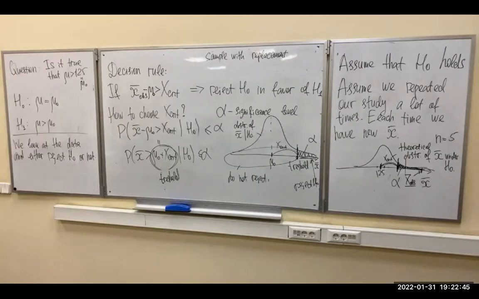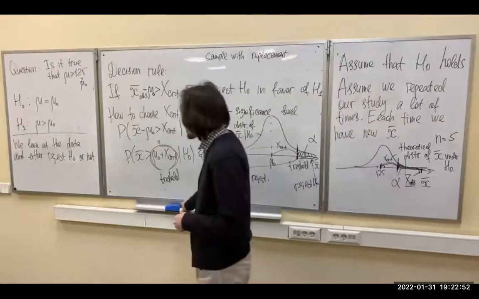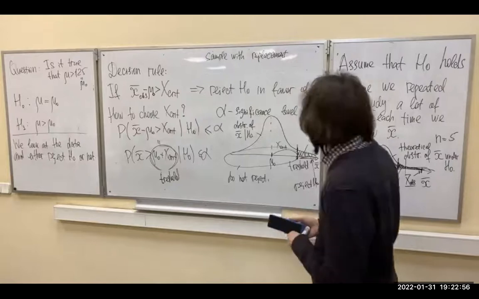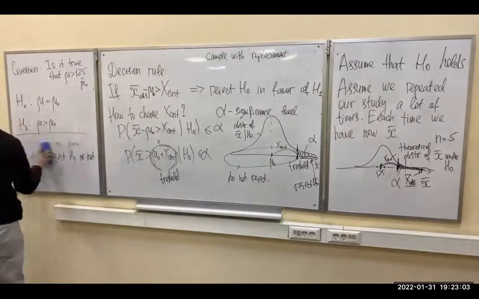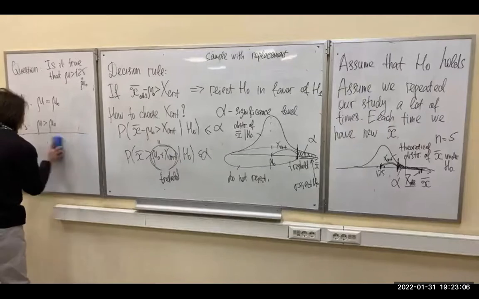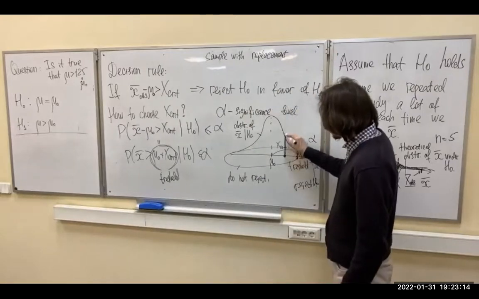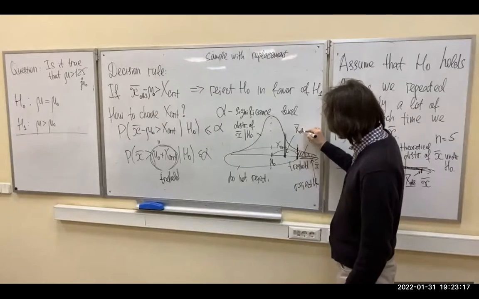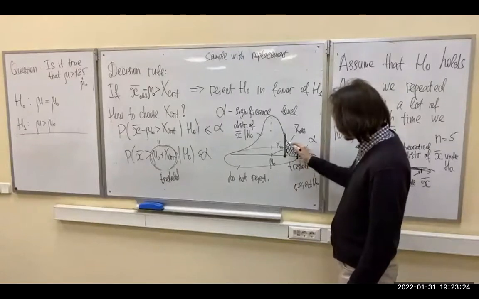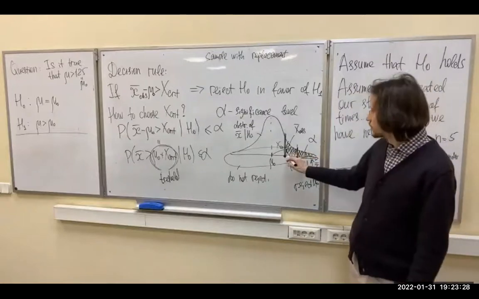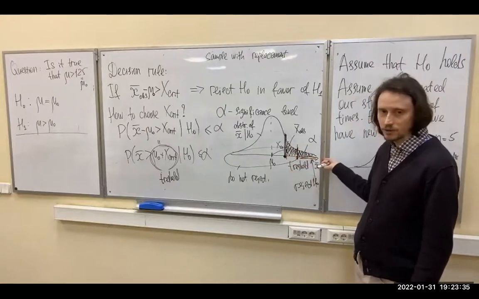Okay. Another thing that should be discussed is again the p value. Again, we do the following thing. We plot our actual x bar observed, and then we find the probability to obtain this data or more extreme. So I put this x bar observed, and I find the probability to obtain even larger values of x bar.